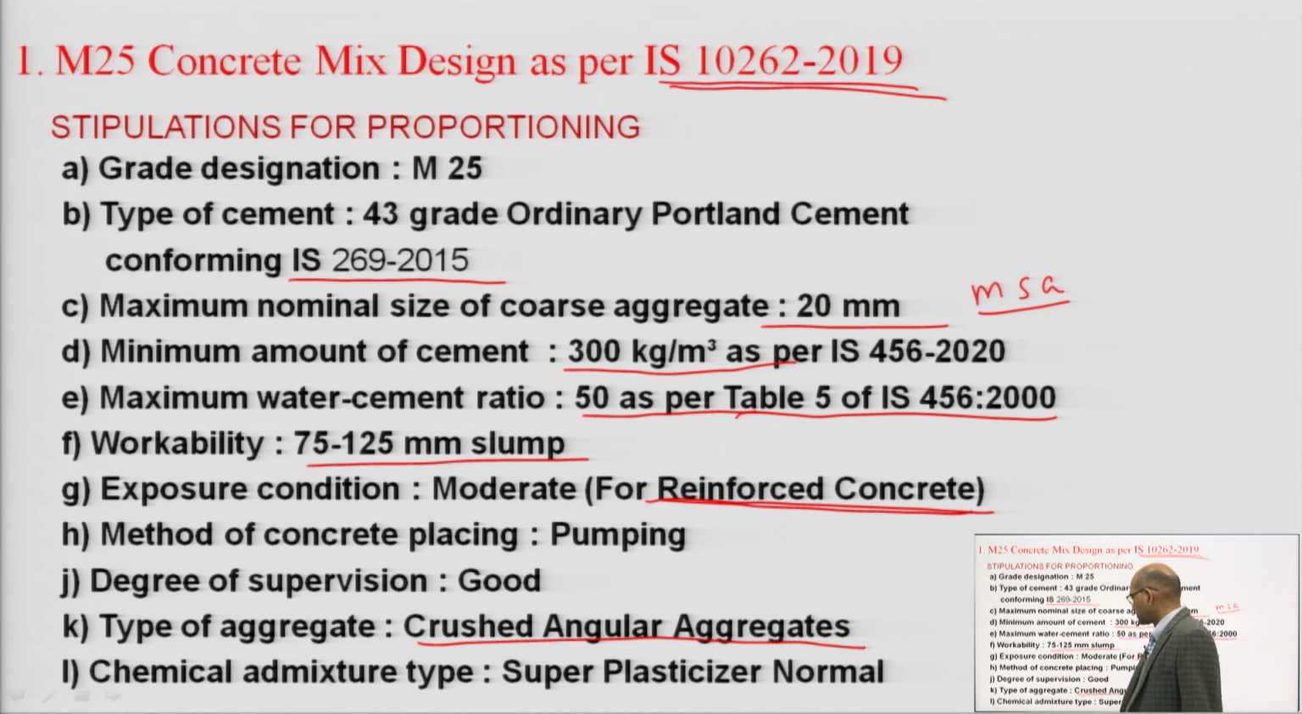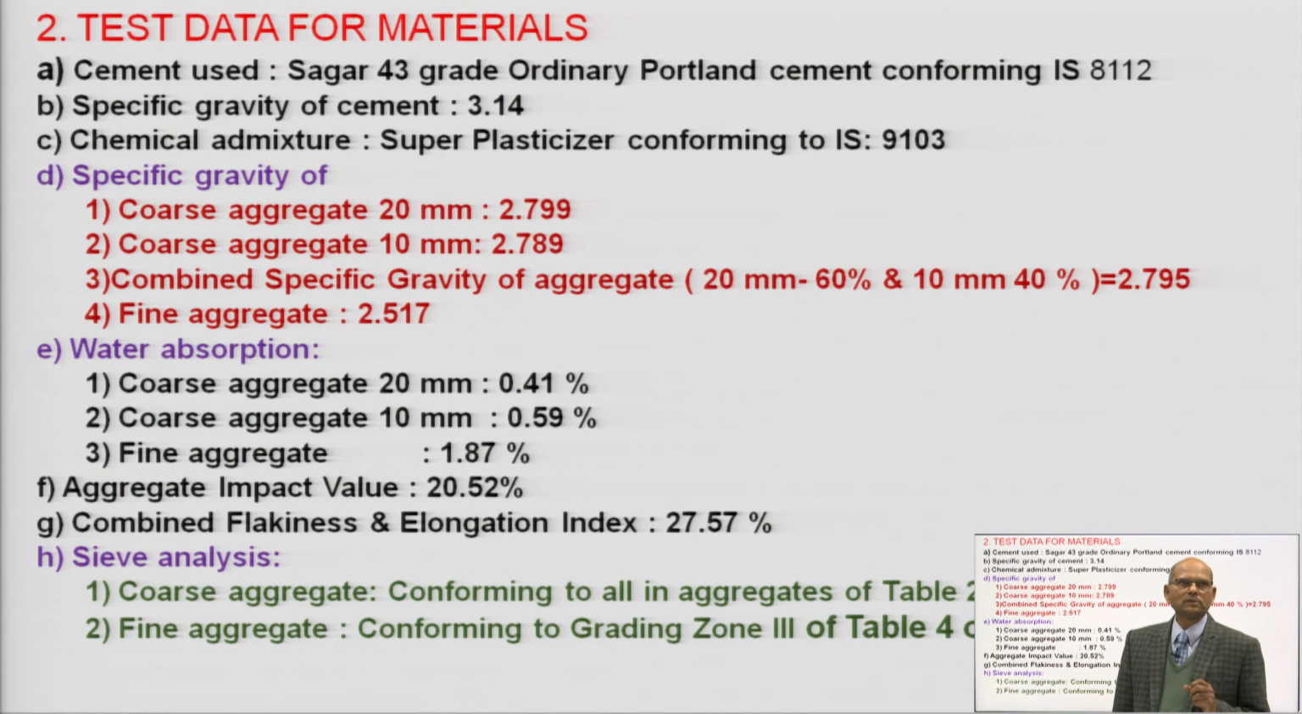This is the site specification, and we have to use the chemical admixture. A super normal type of superplasticizer is permitted here. So, based on this data we have to go for the mix design. For doing the mix design we have to get cement, coarse aggregate, fine aggregate, water and admixture. Based on the test requirement you have to satisfy their quality also. Okay. And then we go to test data.